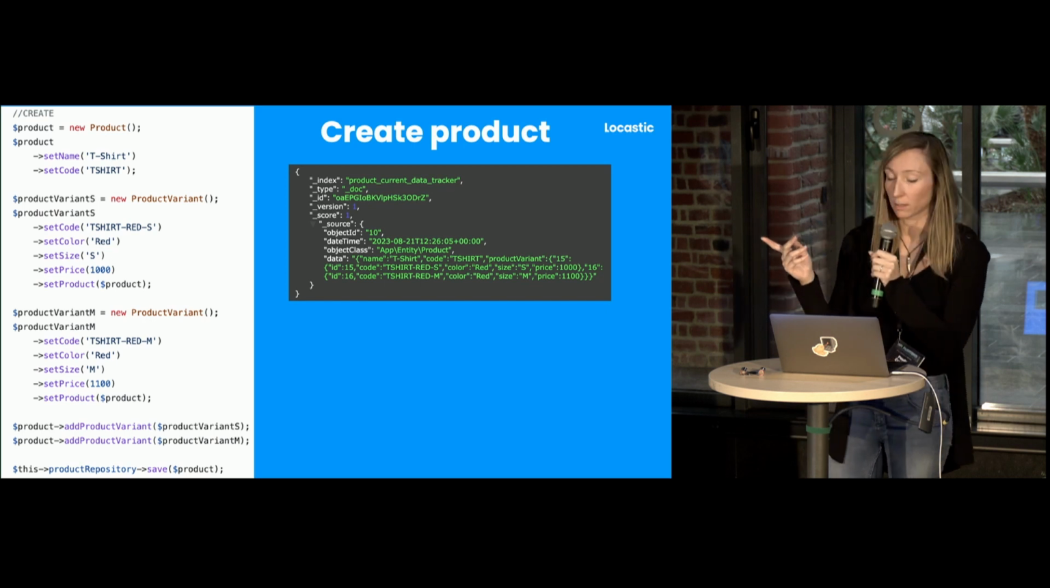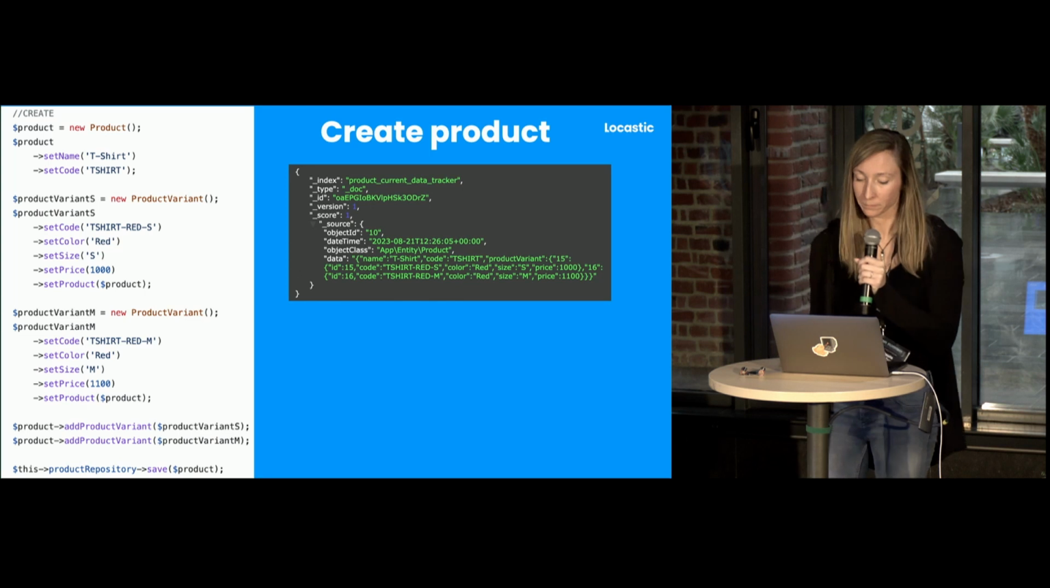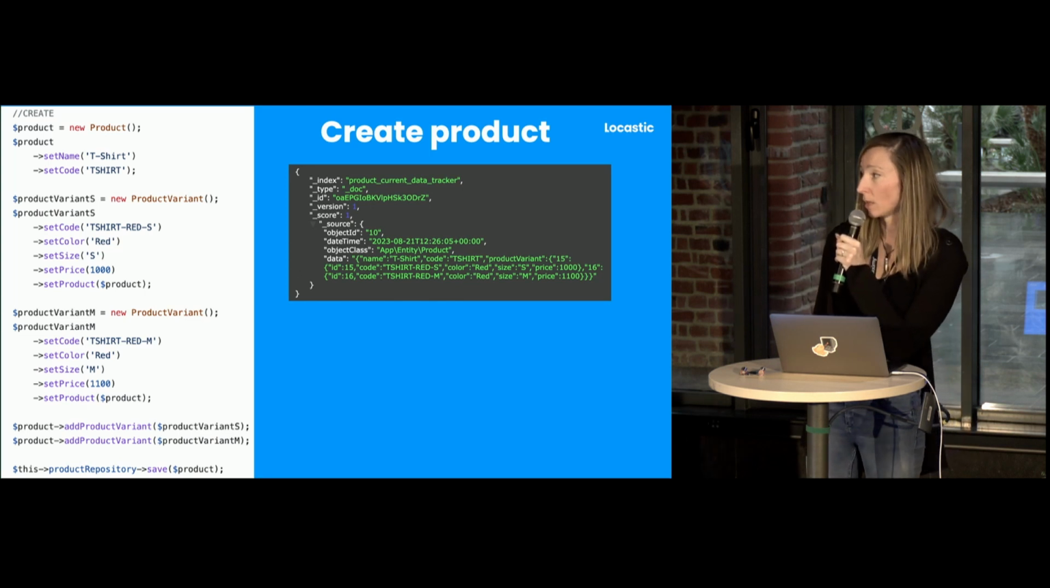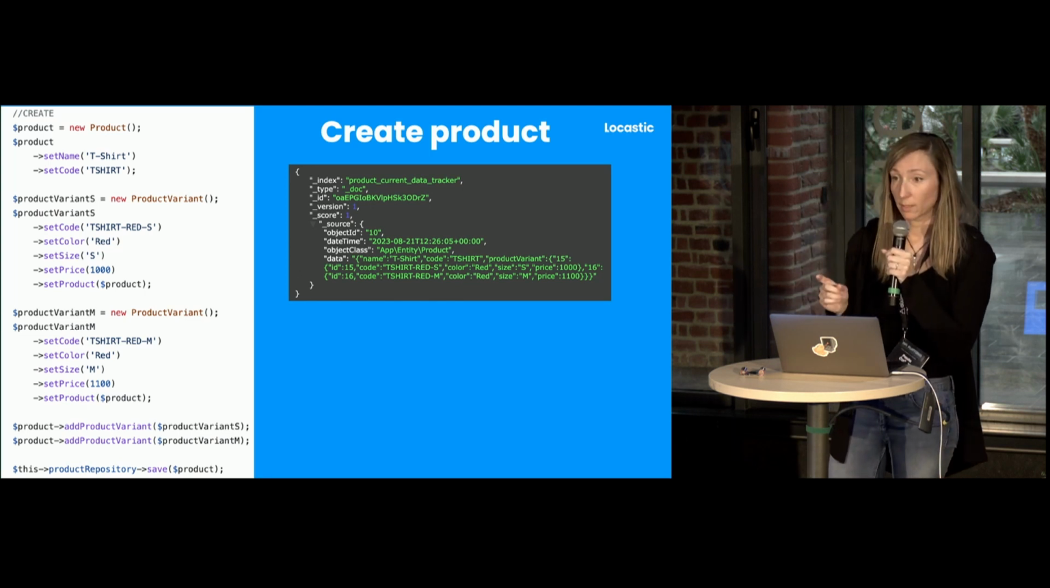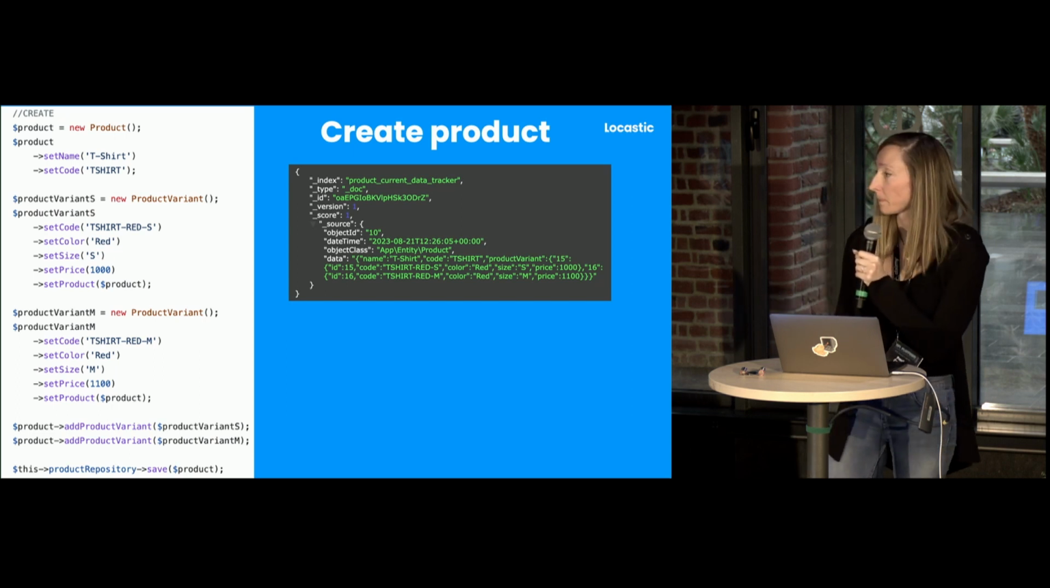So once we hit the save to the repository, our listener is triggered and it created product current data tracker in our Elastic Index. So here in the data field, we can see all the values from the fields that we previously set our groups to. So now we have all the data saved.